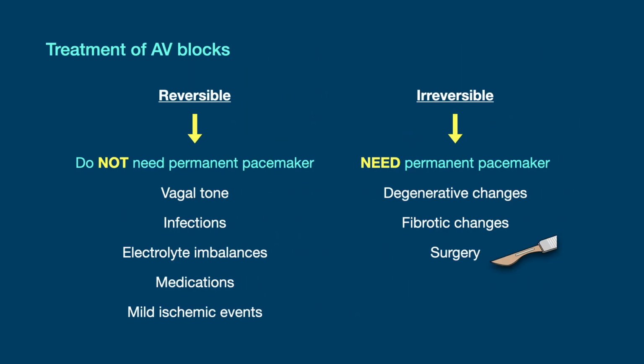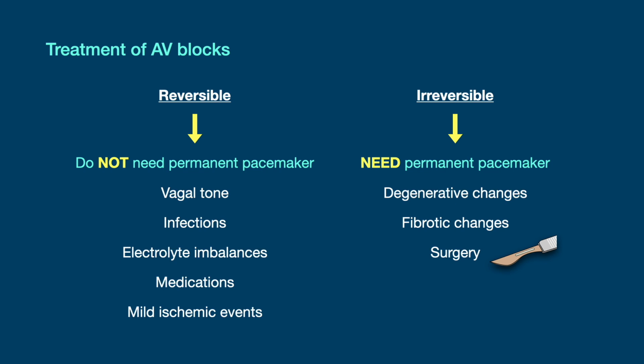When determining treatment, it is important to differentiate reversible conditions from irreversible conditions. Reversible conditions do not require a permanent pacemaker. They include increased vagal tone, infections such as myocarditis or endocarditis, electrolyte imbalance such as hyperkalemia or hypermagnesemia, medications such as beta blockers, calcium channel blockers, and mild ischemic events.